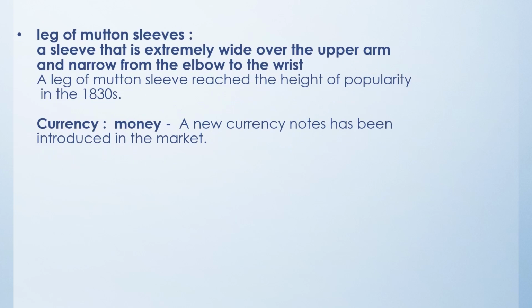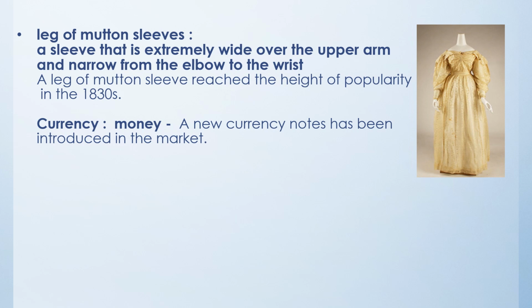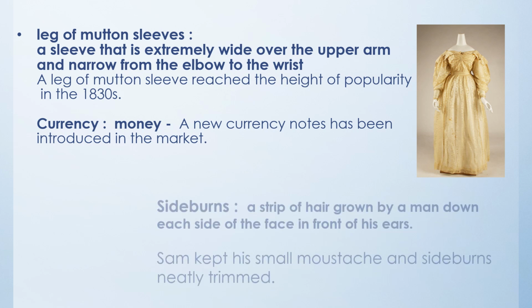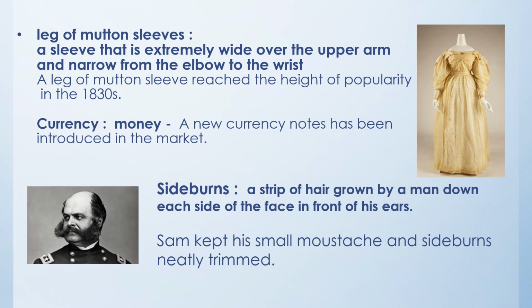Next word is leg of mutton sleeves, a sleeve that is extremely wide over the upper arm and narrow from the elbow to the wrist, as you can see in the photograph. Currency, money. Sideburns, a strip of hair grown by a man down each side of the face in front of his ears.